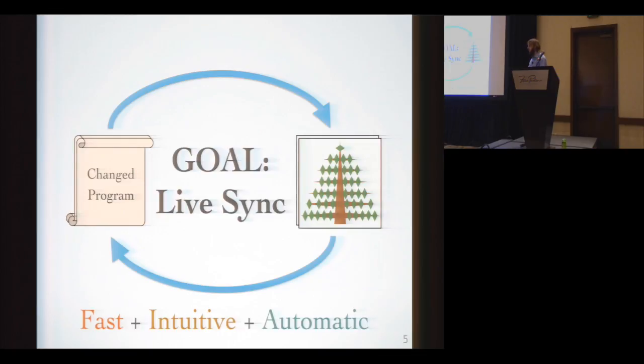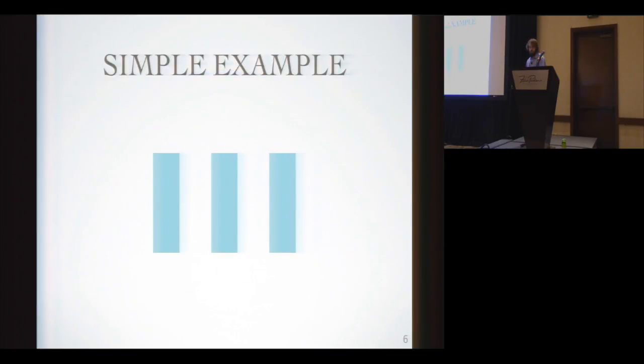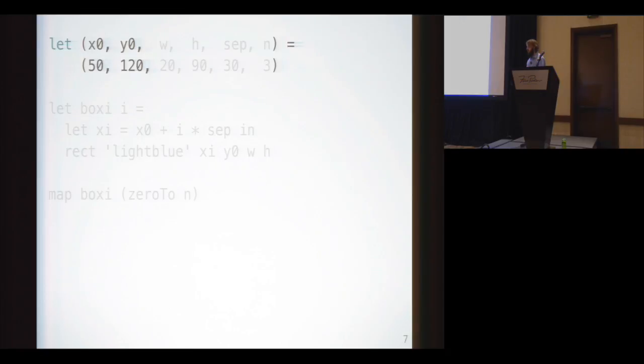Let's start by looking at a simple example. A program that uses a loop to draw identical, evenly spaced boxes. Our design has several parameters. There's the x position of the first box, the width and height of each box, and then the number of boxes.